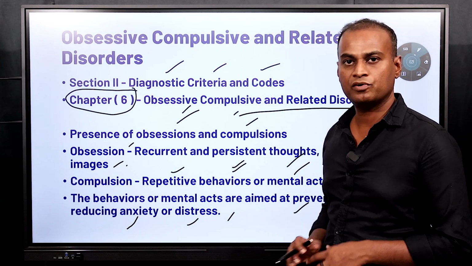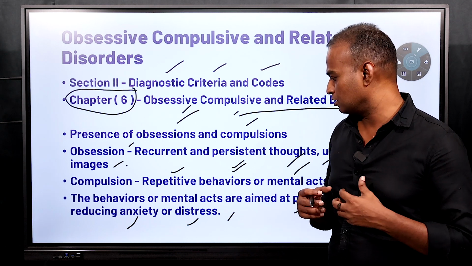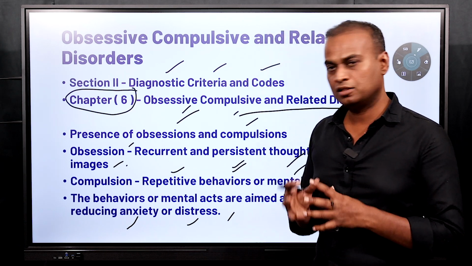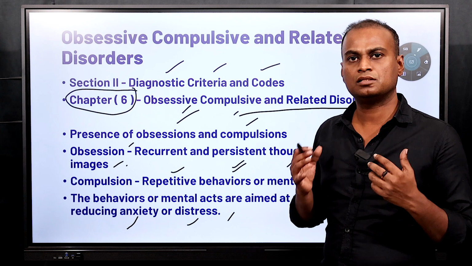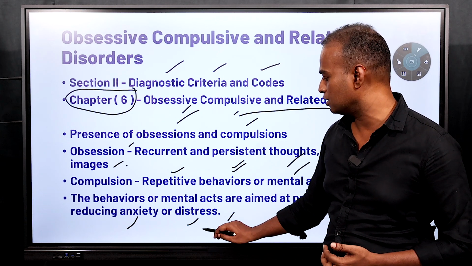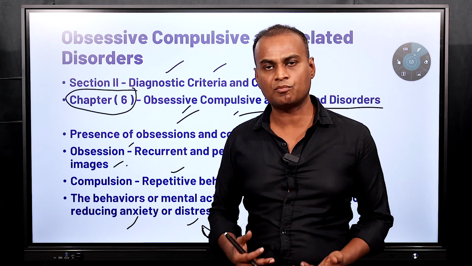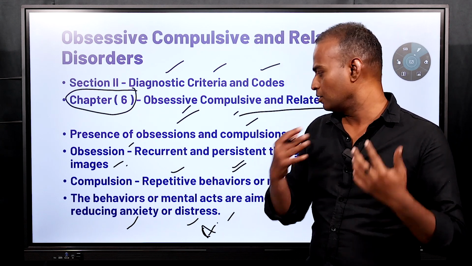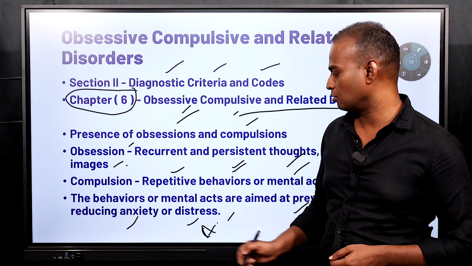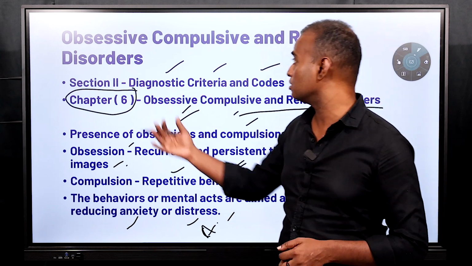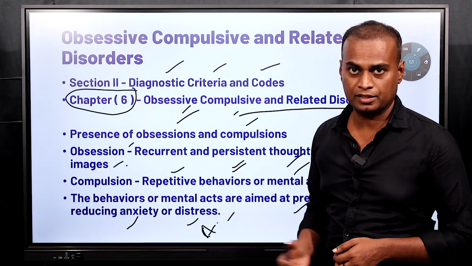Distress is a severe form of anxiety, a severe urge to do something. Distress means he is in severe mental agony. You can consider it as agony, or a severe form of anxiety. If the anxiety is at its peak, we call it distress, or we call it agony. So these are the obsessive compulsive and related disorders.